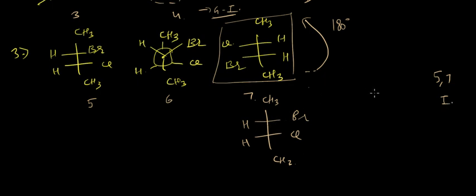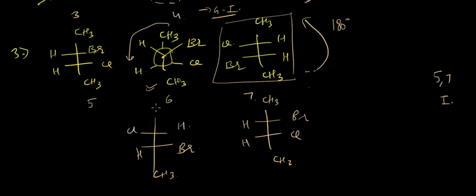Okay, and let us form the sawhorse projection for this Newman. So this is CH3, this would be H and Br, and for this you have to rotate the second carbon CH3 down, so you will have Cl, H and CH3 here. So you can see that 5 and 6 are actually diastereomers, and similarly 6 and 7 are diastereomers. So 5, 6 and 6, 7 are diastereomers.